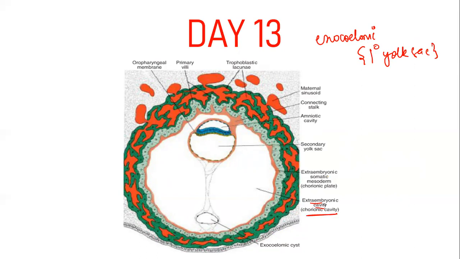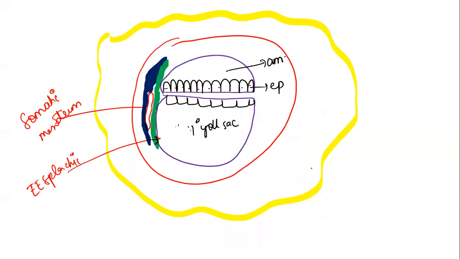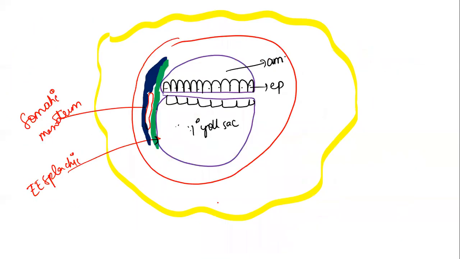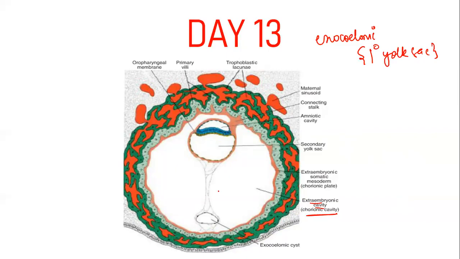So it just expands very enormously and forms a very big extraembryonic cavity, that is your chorionic cavity. When this is forming, the cavity is expanding, right? Just look at this picture. It keeps expanding. So where does it put pressure? It puts pressure on the primitive yolk sac, that is your exocelomic cavity. So the exocelomic cavity will start degenerating. It will reduce in size. Can you make out the exocelomic cyst? This is basically the remnant or degenerated part of the exocelomic cavity, right?